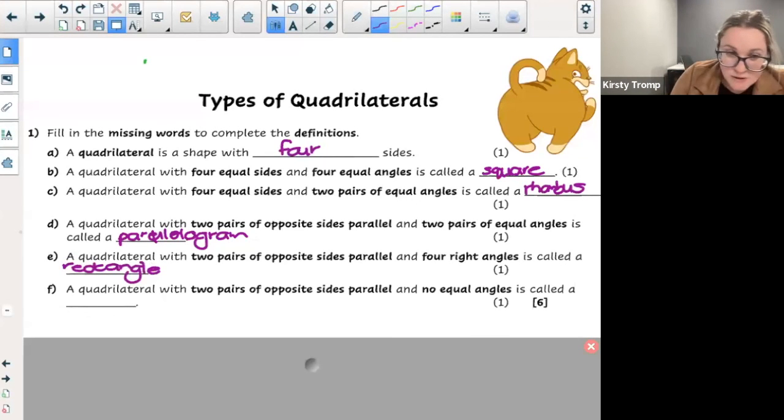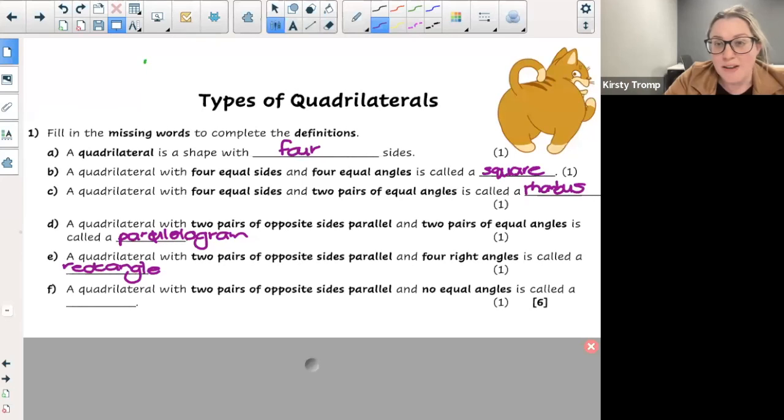And the very last one for tonight. Kaylee, I also thought you put your hand up, but then you went missing on my screen. I'm so sorry, Kaylee. On Wednesday nights, I will let you answer, I promise. So for F, a quadrilateral with two pairs of opposite sides that are parallel and no equal angles.